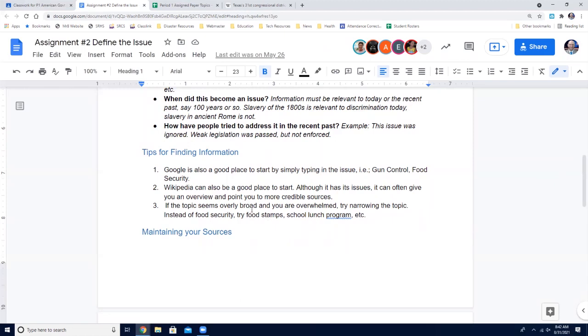It also might help to narrow stuff down. For instance, food security. Who's got food security? All right. So that can be fairly broad. So you might want to narrow it down to smaller stuff like food stamps. Food stamps is a program that is going on right now, or school lunch programs, etc.